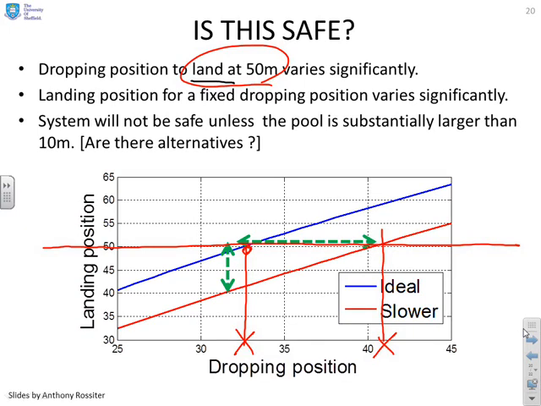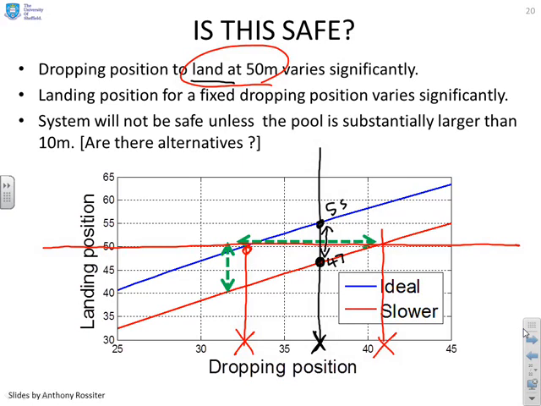So if I drop people at the same place, how am I going to make sure that they land in this pool of water? So for example, let's assume that I drop everybody here at about 37 meters. That's where I drop them. Then you'll see one of them lands here at something like 47. Another one lands here at somewhere like 55. I've got a variability in where they might land. So how am I going to make this safe?